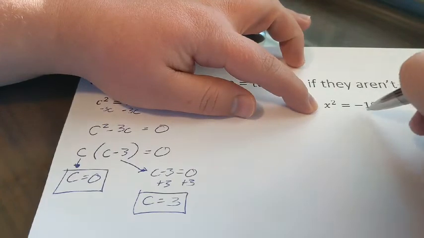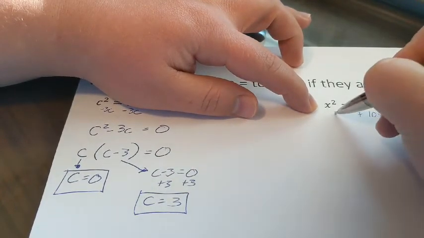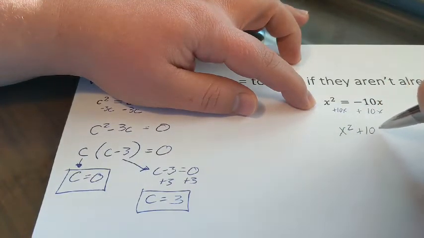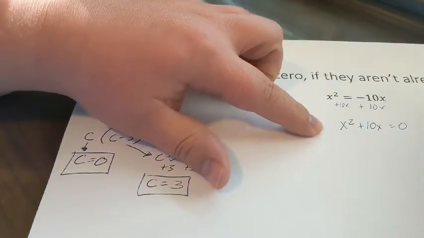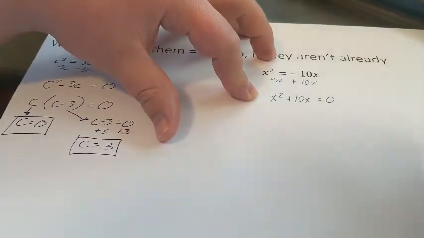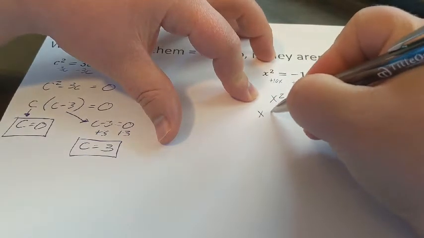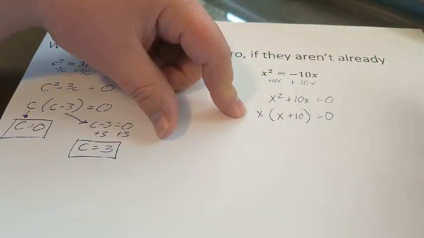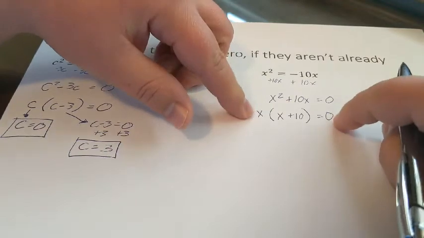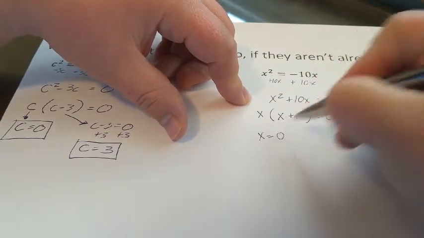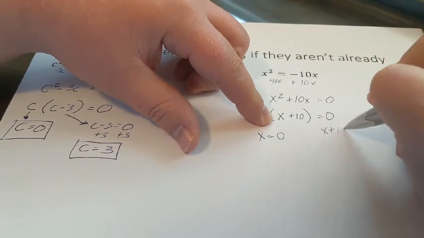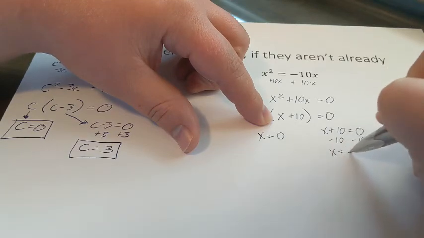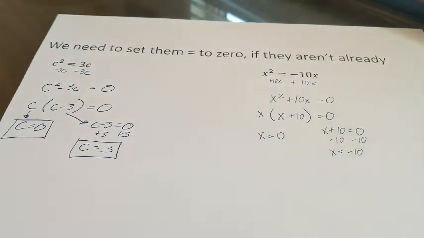Okay, next one. Same thing. We need to bring this over, so we're going to add 10x. So we have x squared plus 10x equals 0. Again, there's not 3 pieces, so we have to simplify it a different way. We already know that this is just x equals 0. Then we'll have x plus 10 equals 0. Minus 10, x equals negative 10. So there's our two answers there.